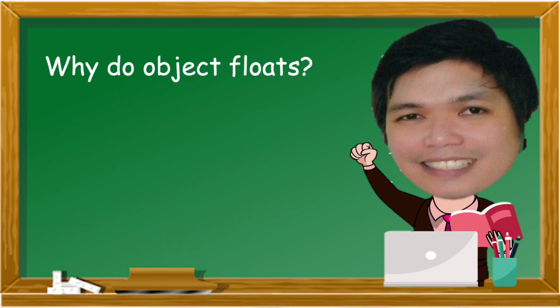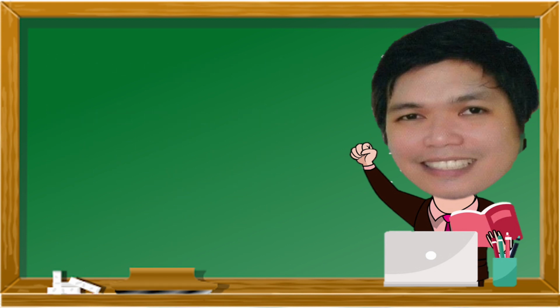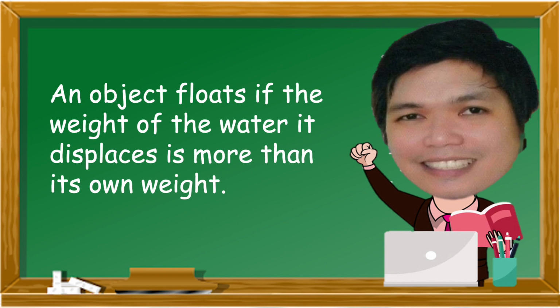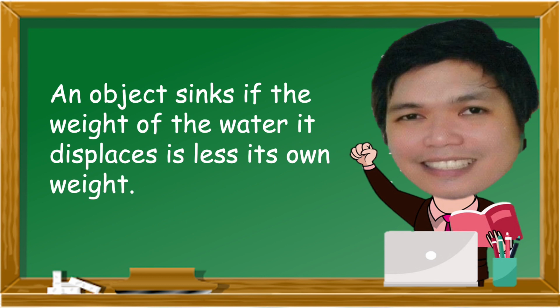Why do objects float? Why do objects sink? An object floats if the weight of the water it displaces is more than its own weight. An object sinks if the weight of the water it displaces is less than its own weight.